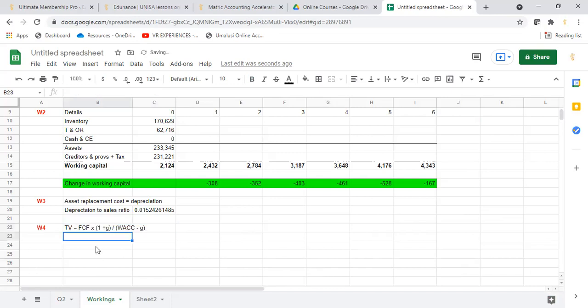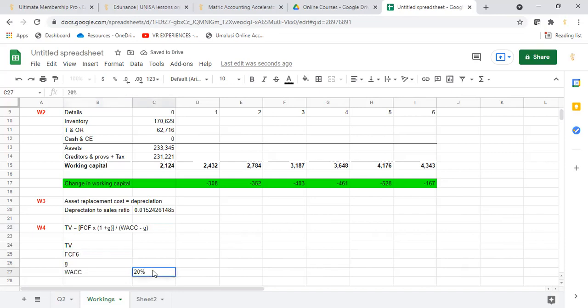So the question is, what is free cash flow? Free cash flow is the last free cash flow. So the latest free cash flow in this question was cash flow 6. Okay, so just take note of that. So the last free cash flow is cash flow 6. So to get to the terminal value, I'm going to need the last cash flow, which is cash flow 6. I'm going to need to know G. And I'm going to need to know WACC. We know what is G, or WACC.